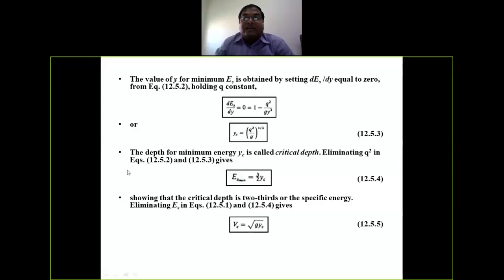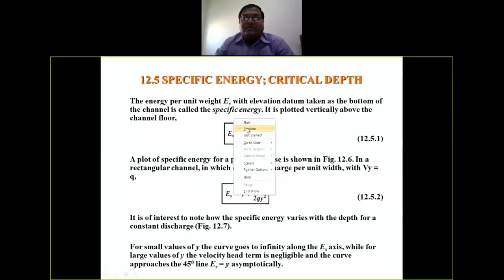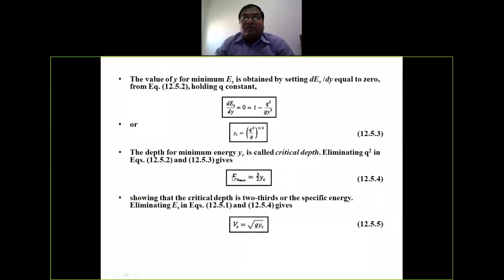The depth for minimum energy, that is yc, is called critical depth. Eliminating q square in equations 12.5.2 and 12.5.3 gives that Es is minimum at 3 by 2 yc, that is 1.5 times yc, showing that the critical depth is 2/3 of the specific energy. Eliminating Es in equations 12.5.1 and 12.5.4, we get Vc is equal to square root of g yc. So ultimately this is the general discussion about specific energy. We know what specific energy is, we know what critical depth is, and what the relation is between them when the specific energy is minimum, which we have derived here.